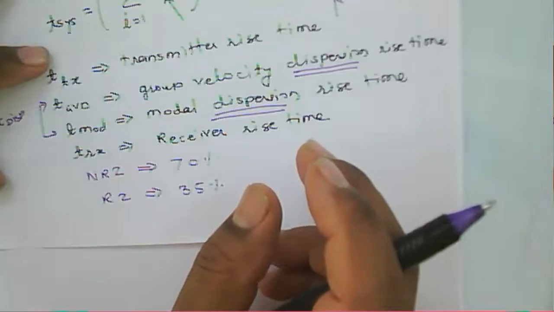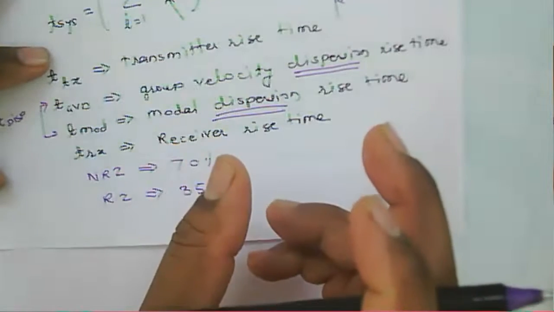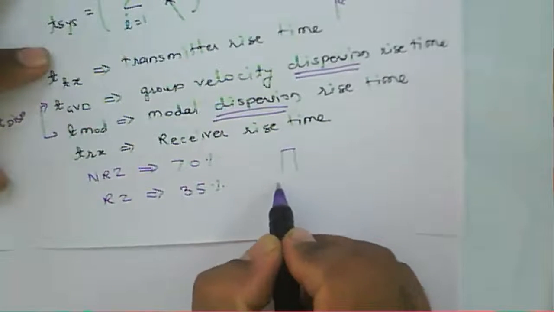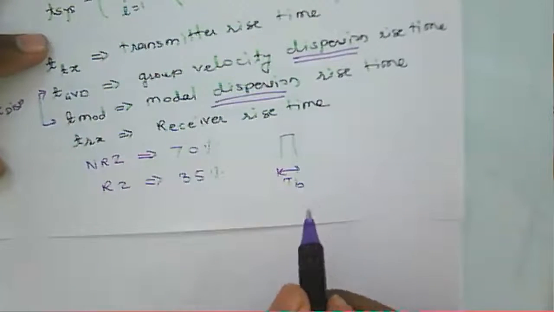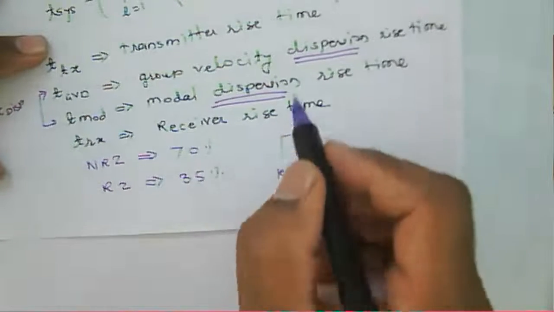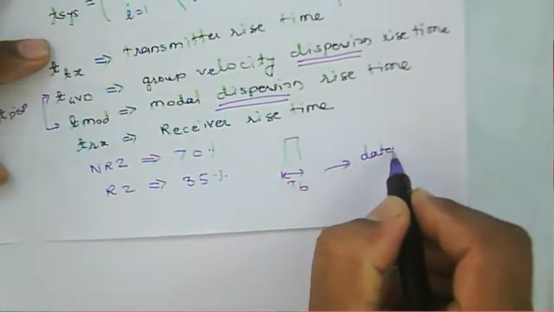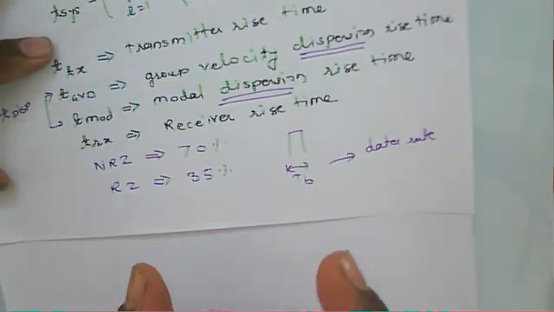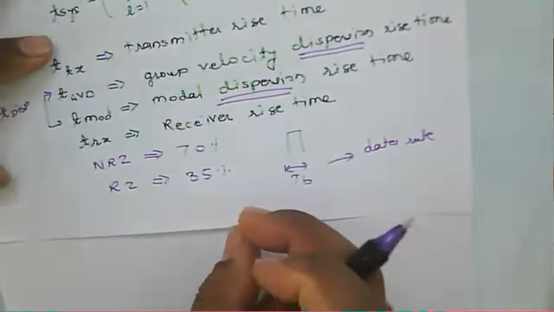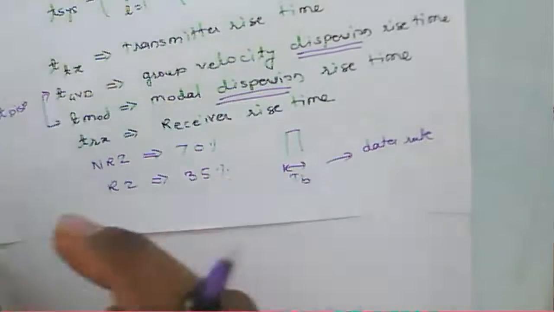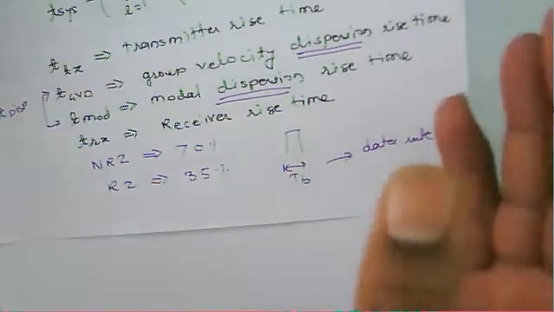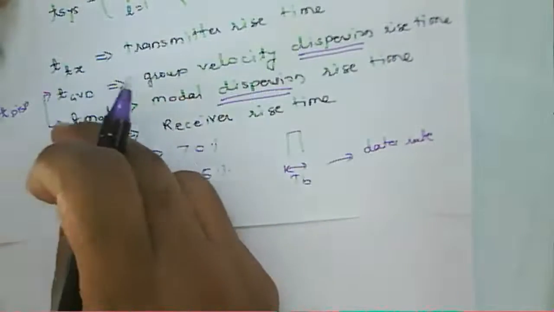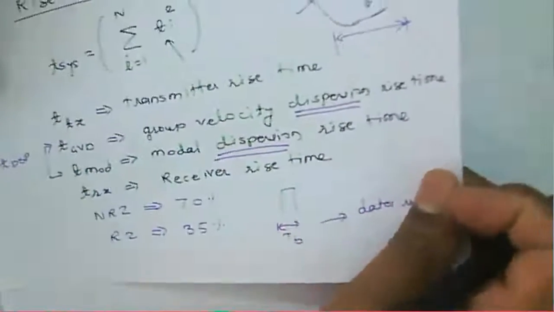So we consider a 1 bit period. It is nothing but the duration of a pulse, we say TB, that one bit period gives you the data rate. So that is about the format for your inputs. From the input side we can say what the data rate will be, and according to that we can find out the minimum rise time required for that data rate.